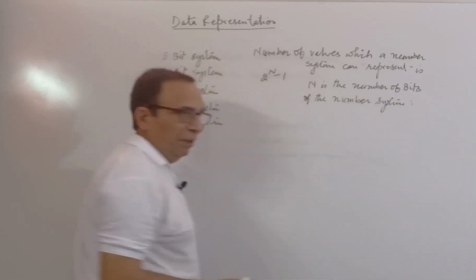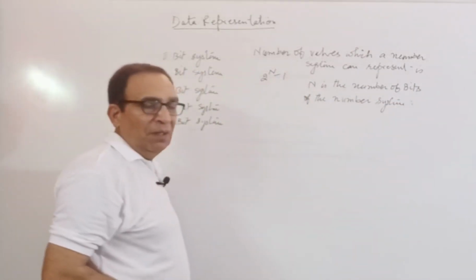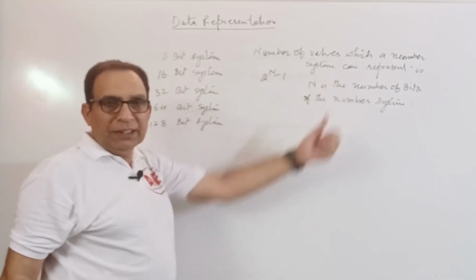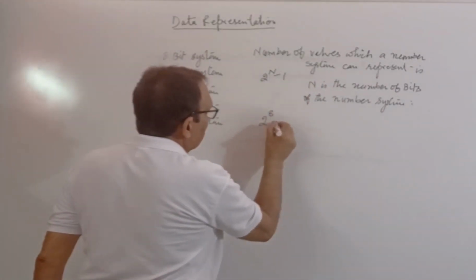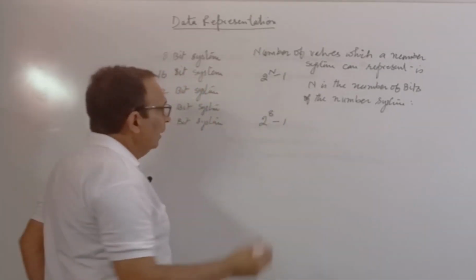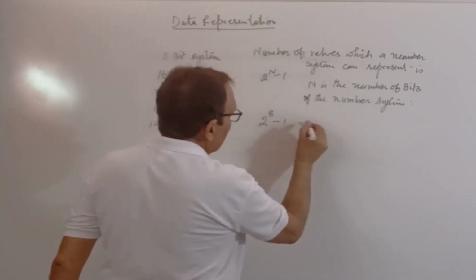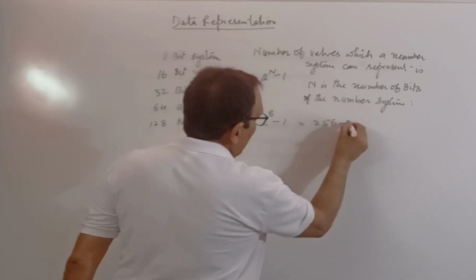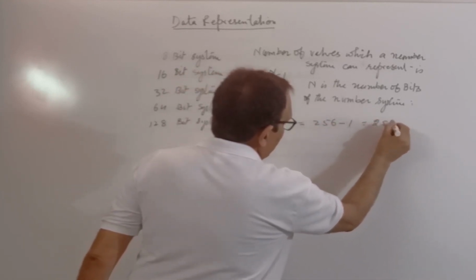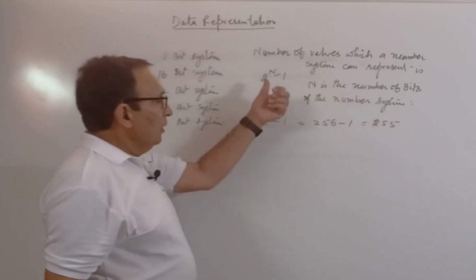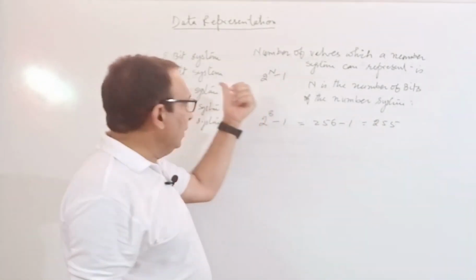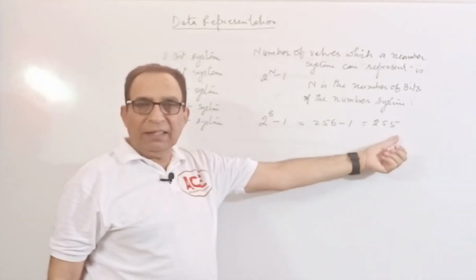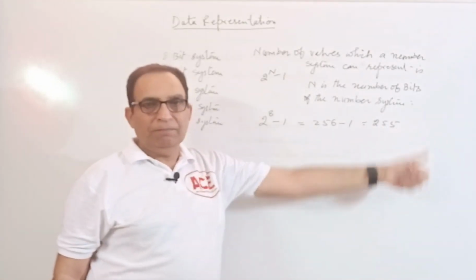We take one example. Let us say an 8-bit system. How many values can it represent? That is 2 raised to the power 8 minus 1. So it comes to be 256 minus 1, that is 255. So this 8-bit system can represent 255 characters or 255 values.